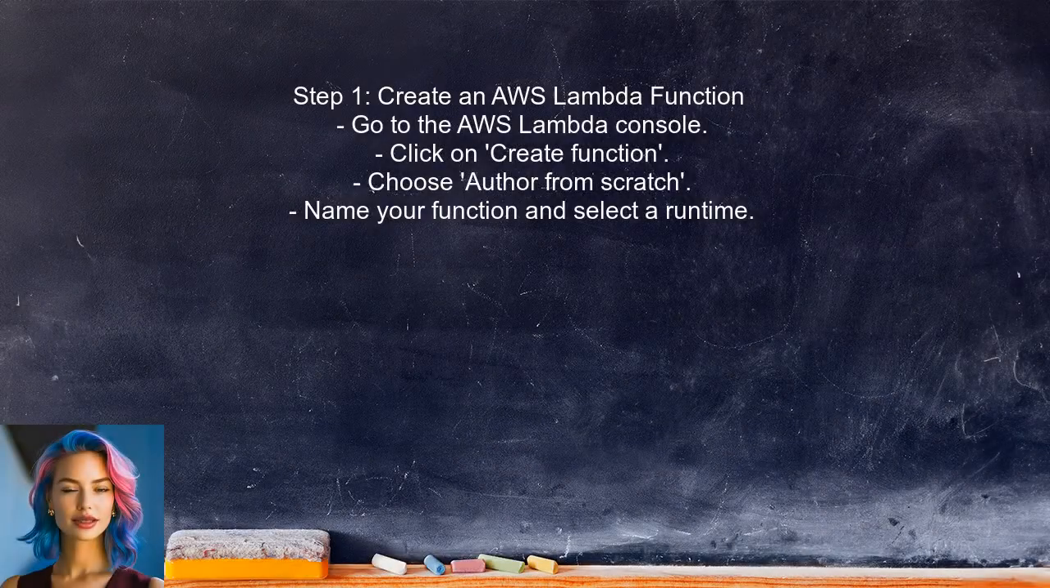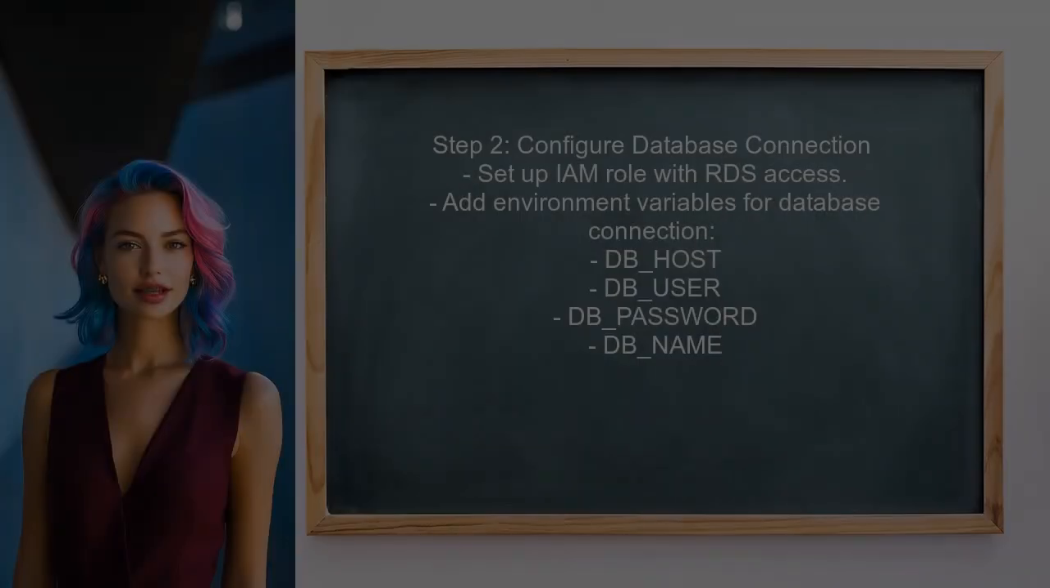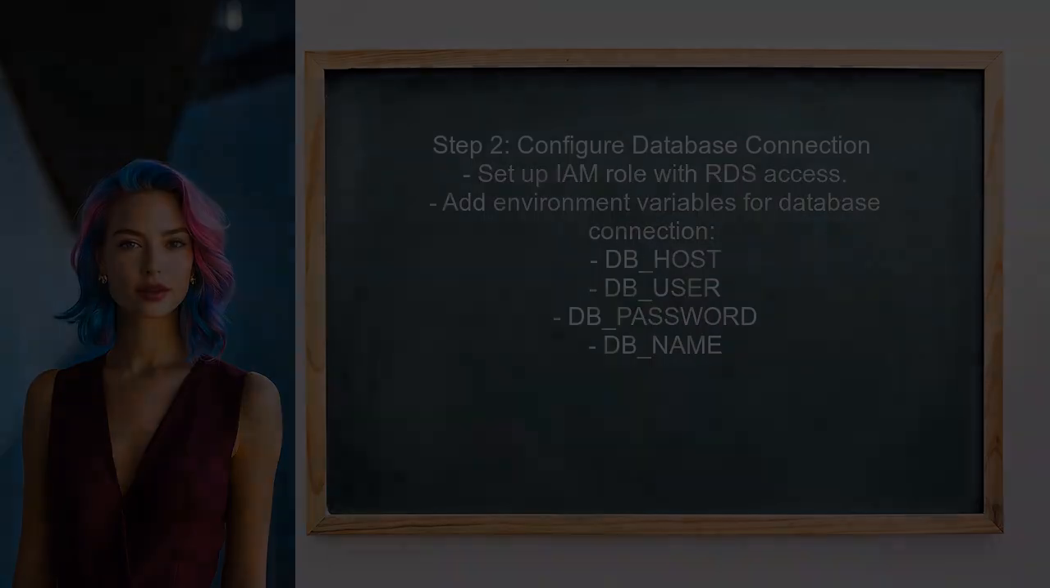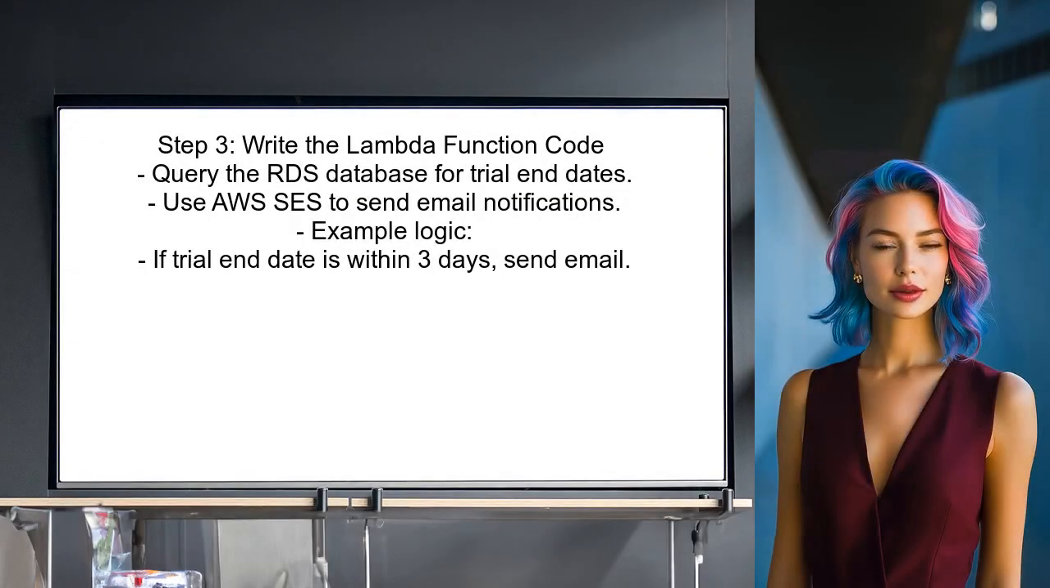To begin solving this problem, the user can utilize AWS Lambda to run periodic tasks. First, they need to create a Lambda function that will check the RDS database for trial end dates. Next, the user should configure the Lambda function to connect to the RDS database. This involves setting up the necessary permissions and environment variables. After that, the user can write the code within the Lambda function to query the RDS database. This code should check for trial end dates and trigger an email notification if the end date is approaching.